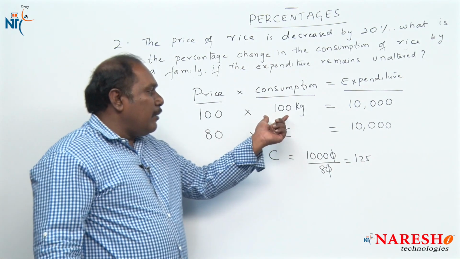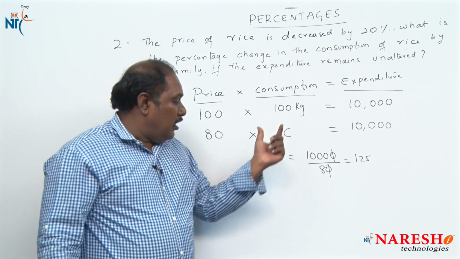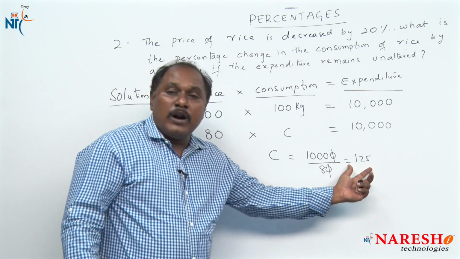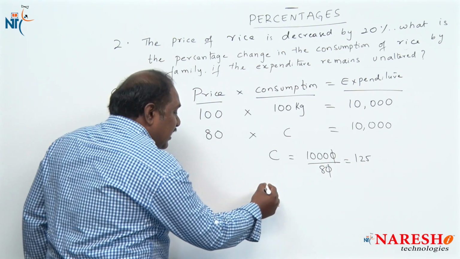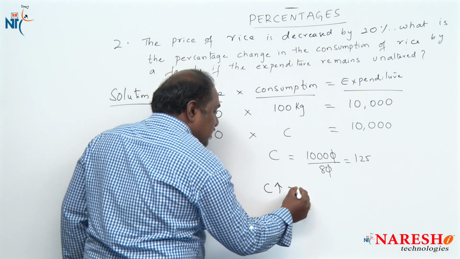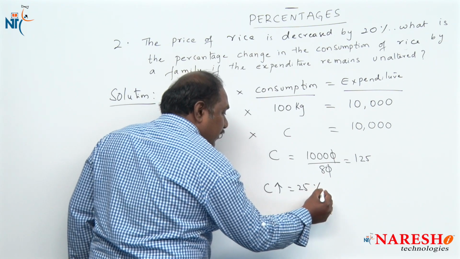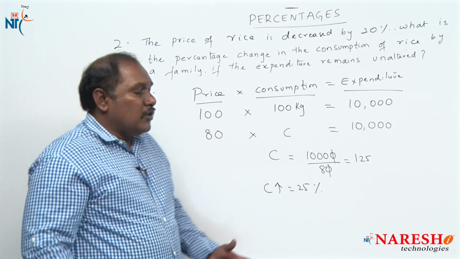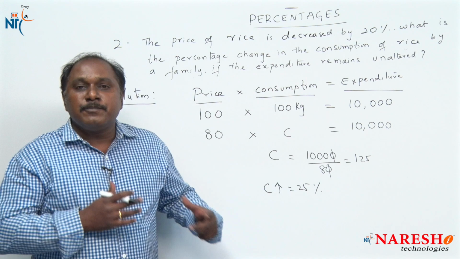Now initially the family is purchasing 100 units. Now the family will purchase 125 units. So you can clearly see the consumption is increased by 25%. Now this is the second method to solve this problem.